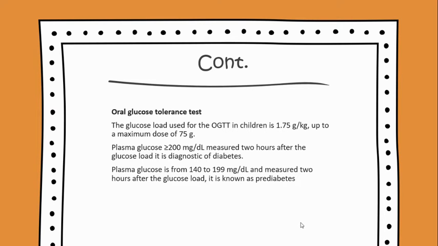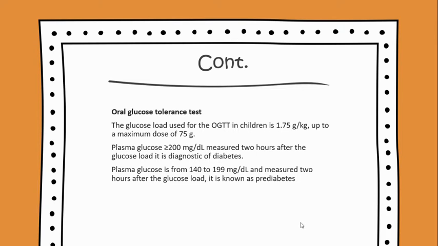Oral glucose tolerance test. The glucose load used for the oral glucose tolerance test in children is 1.75 grams per kilogram, up to a maximum dose of 75 grams. If plasma glucose is greater than or equal to 200 milligrams per deciliter, measured 2 hours after the glucose load, it is a diagnostic of diabetes.